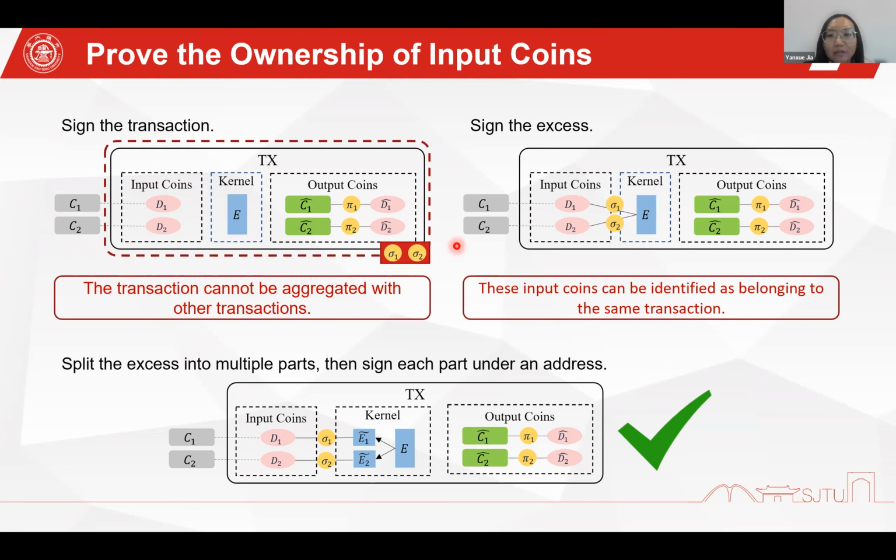So we wanted to let the sender sign an abstract of the transaction, and we found that the excess is computed from the input commitments and output commitments. So we can regard the excess as the abstract of the transaction. So we let the sender sign the excess using these spending keys. However, in this way, others can find that these input coins belong to the same transaction. Finally, we split the excess into n parts, where n is the number of input coins, and let the sender sign each part by using a spending key.